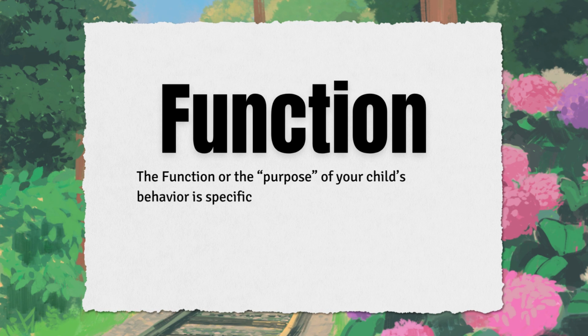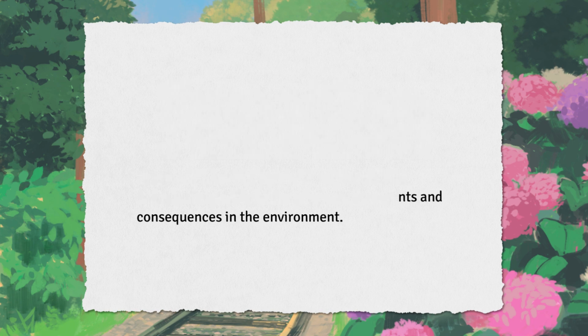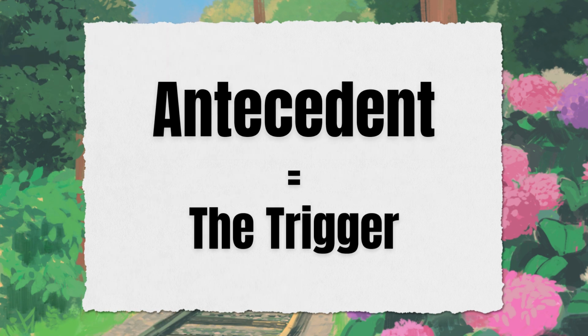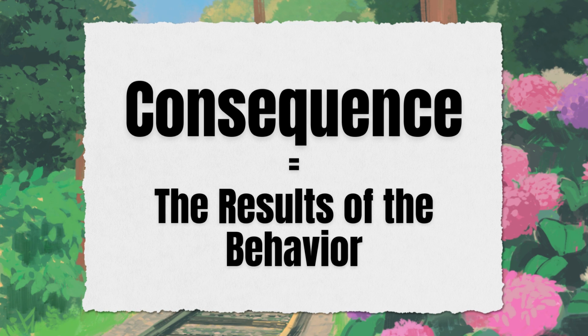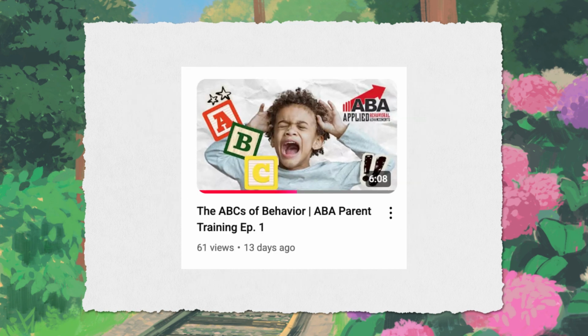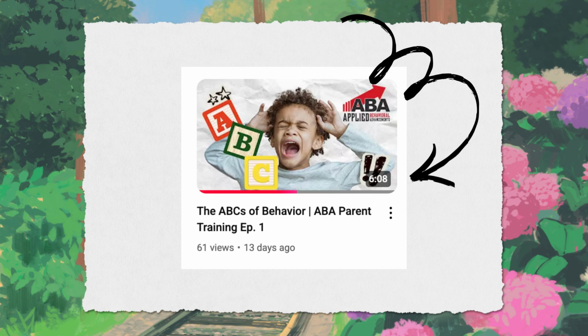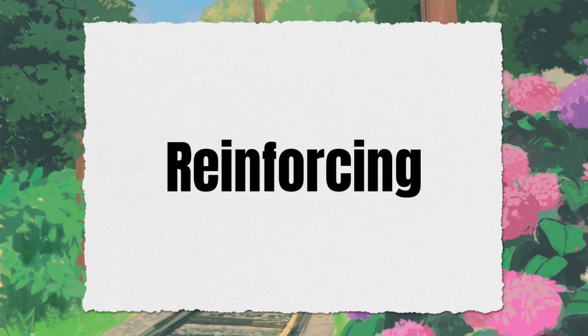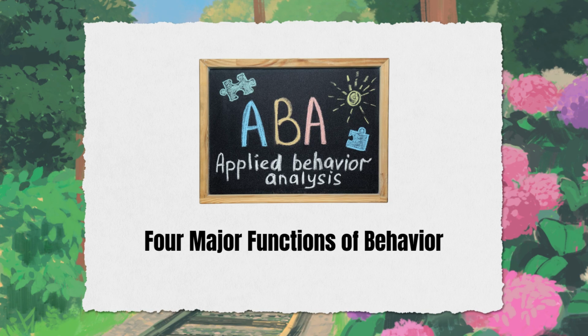Well, the function or the purpose of your child's behavior is specific to the present antecedents and consequences in the environment. If you remember from our last video, the antecedent is the trigger that comes immediately before a behavior, and the consequence is something that happens immediately after and as a result of the behavior. If you haven't seen our previous video, I strongly encourage you to go check that out. Some consequences after a behavior can be reinforcing to current behaviors and help us identify why a behavior occurs and is maintained. In behavior analysis, there are 4 major functions of behavior.